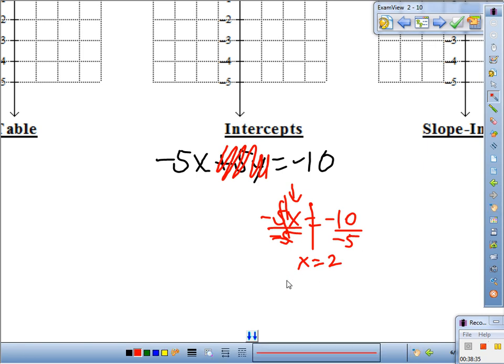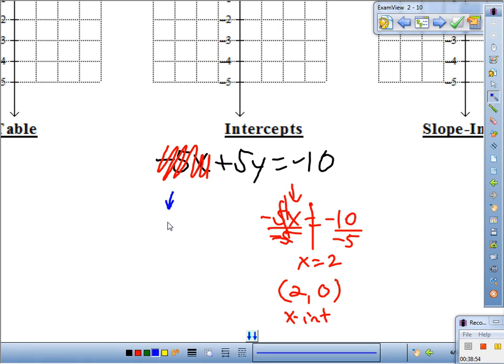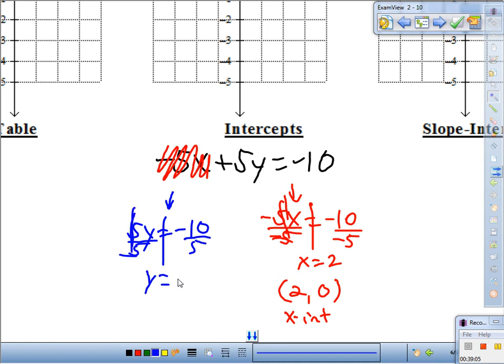No. I want you to write this as a coordinate, 2, 0, and that's my x-intercept. I'm done with that one. I'm going to cover up the other variable. So with your pencil or your thumb, you can cover up the x. What do you see? So that one we do over here, 5y equals negative 10. And let's solve for y. Divide by 5, divide by 5. Y is equal to negative 2. Am I done? No. Coordinate, 0, negative 2. That's my y-intercept.